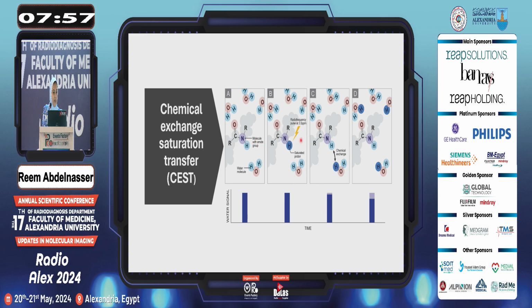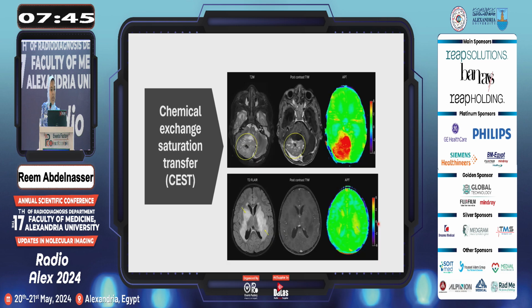After the application of a radio frequency pulse, there will be a saturated proton, and this proton will be exchanged with the surrounding water molecules until they all saturate, and this will lead to a measurable reduction in the water signal intensity. These are examples of the amide proton transfer maps.